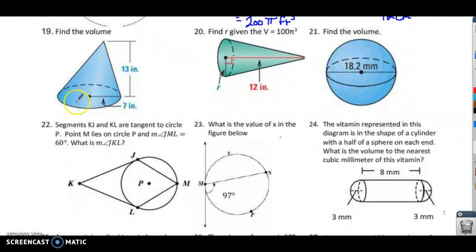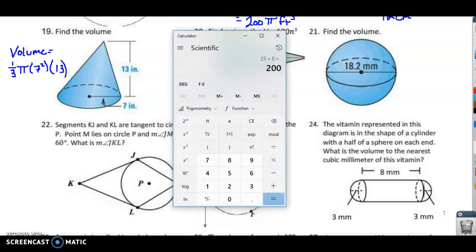Number 19, find the volume of this cone. It's a little slanted, but by, again, Cavalieri's principle, we're going to just proceed as if business is as usual. And to find the volume of a cone, it's basically 1/3 the volume of the cylinder with the same specs, with the same radius, same height. So 1/3 pi times the radius squared times the height. So we're going to go to the calculator in this case. I've got 7 squared, 49 times 13. That's 637. So that would be 637 over 3 pi.